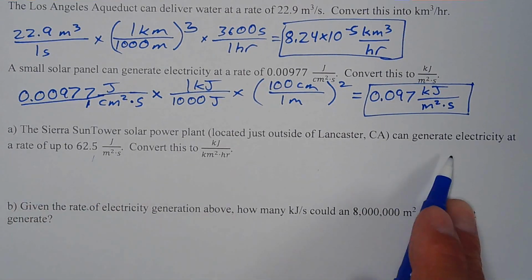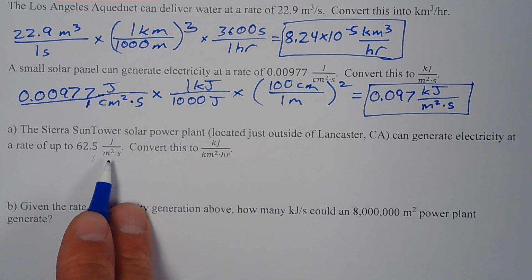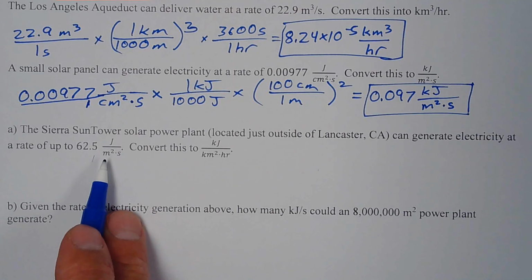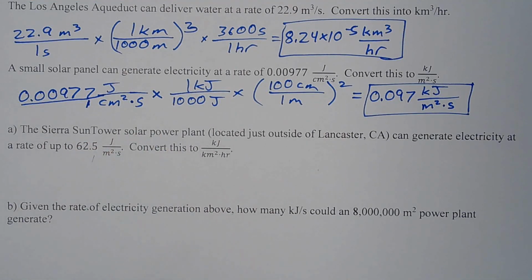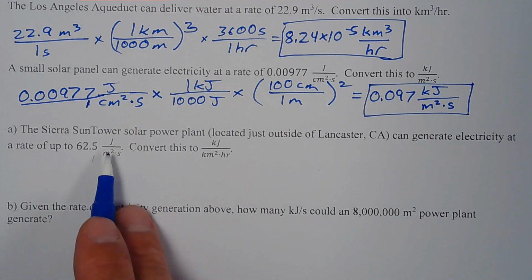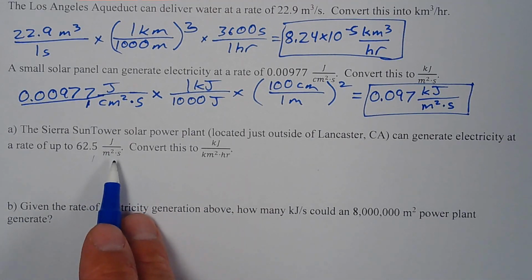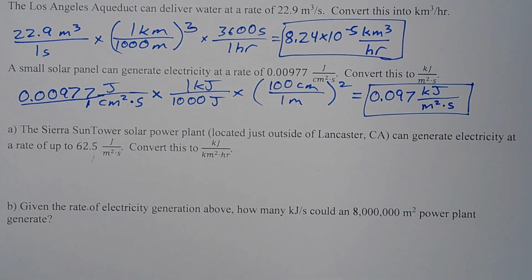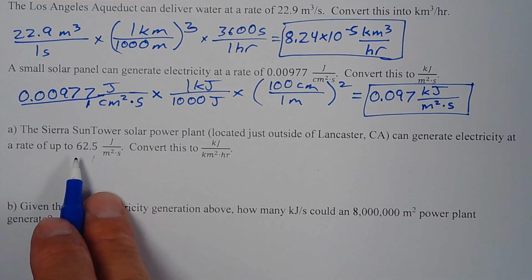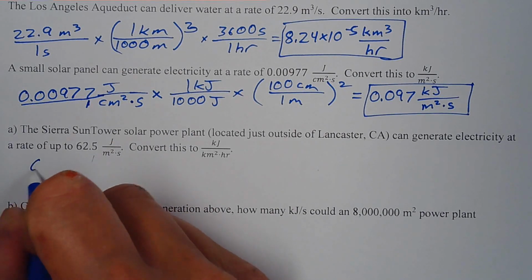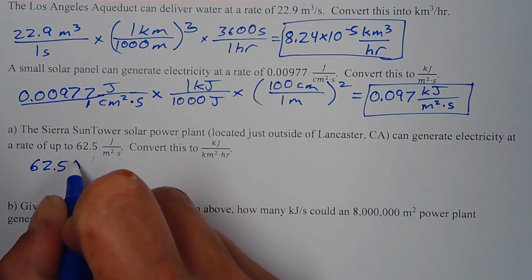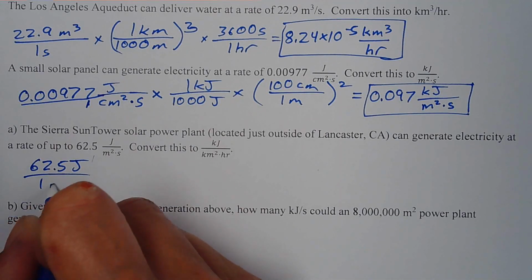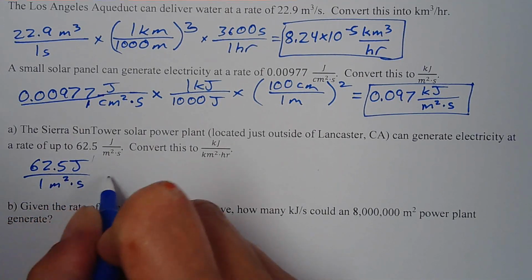Okay, but the implication is that if we make it bigger in area, in other words, if we have more square meters in our giant field of mirrors, then we can generate more joules of electricity in the same amount of time. Or if we have more time, we can generate more joules of electricity with the same area. Nevertheless, we got 62.5 joules for every 1 square meter second.